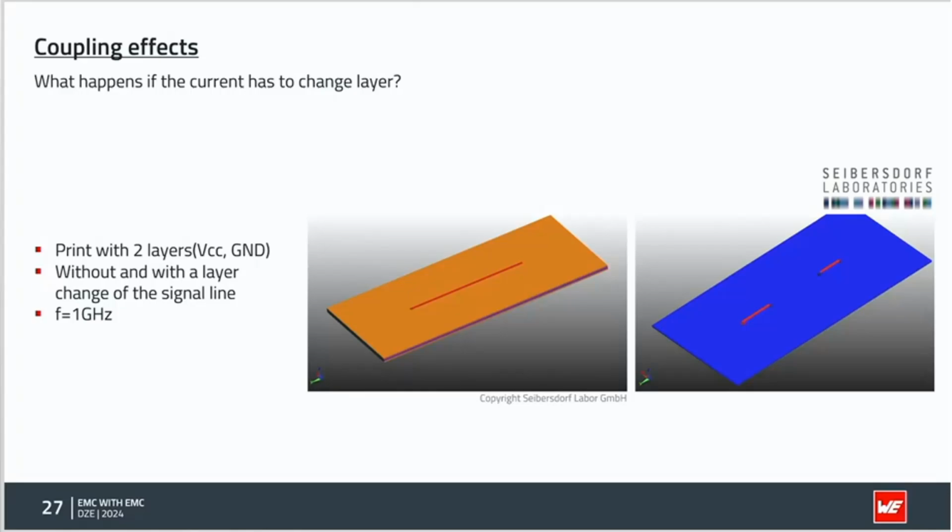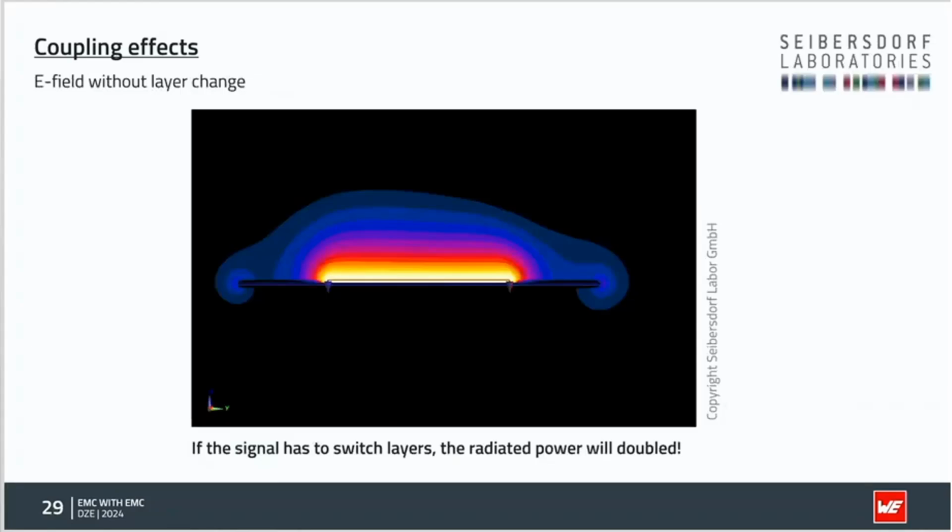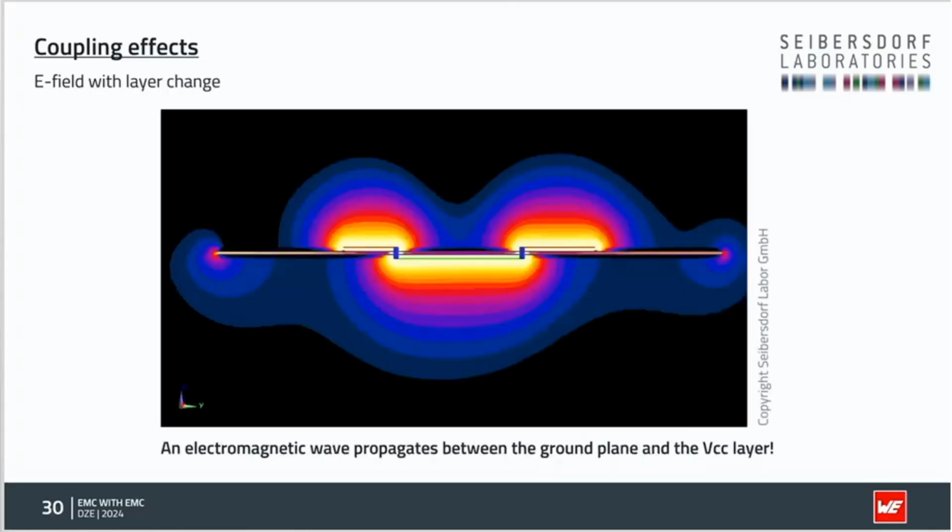You created a loop. The first thing is, for RF current, it doesn't matter what return path it's going to choose. It's going to choose the next one that is in the near vicinity. So this means for the return path, it will change layers and travel on the VCC plane. That could create issues. However, the bigger problem is the radiated power will also double. If I switch quite fast, you will see the fields generated are going to be bigger.